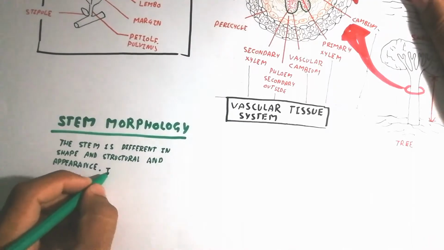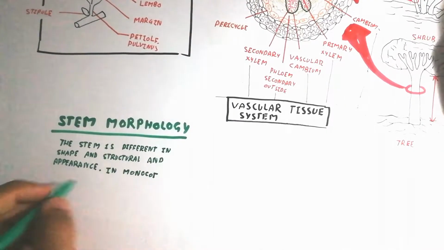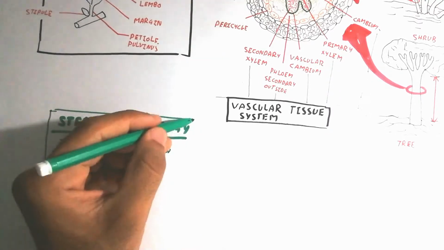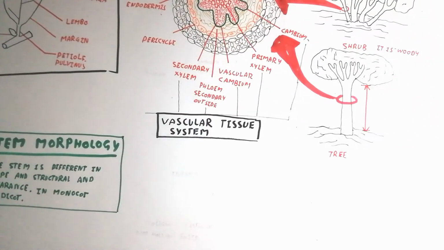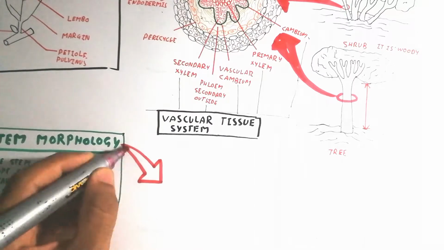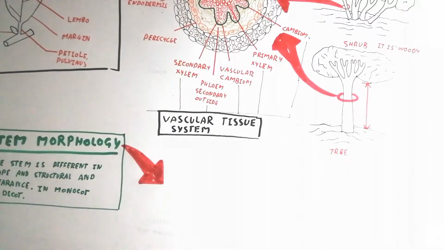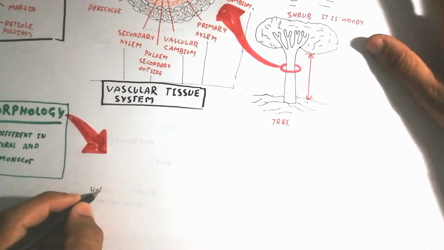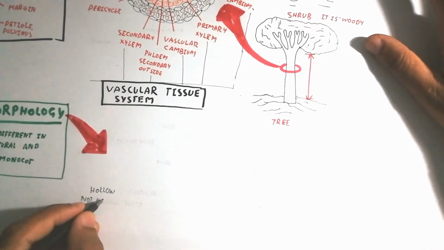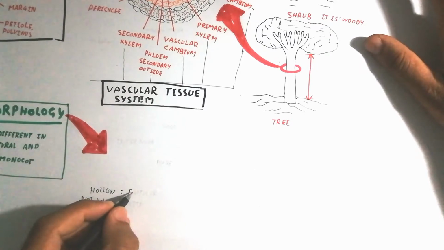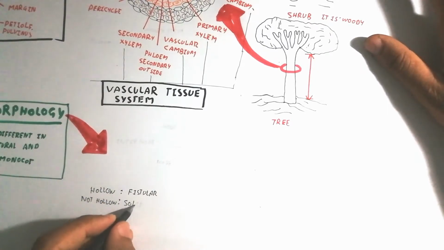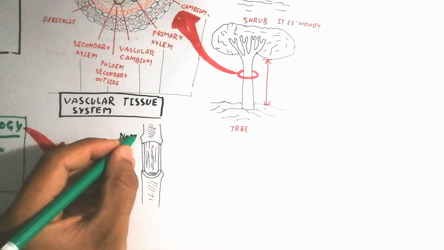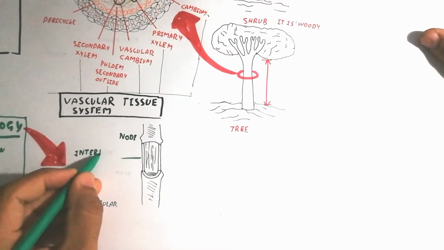So here is stem morphology. We will discuss how the stem differs in shape, structure, and appearance in monocot and dicot. First of all, we should discuss hollow and not hollow. The hollow stem is called fistular. Fistular means hollow inside from node to node.